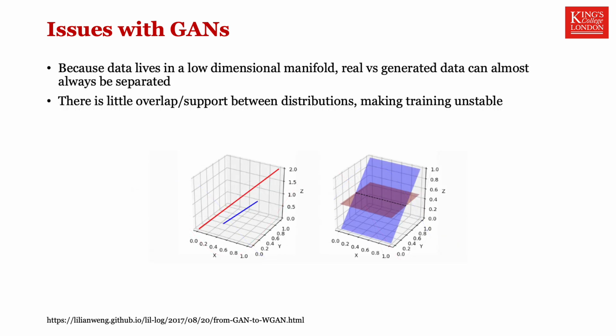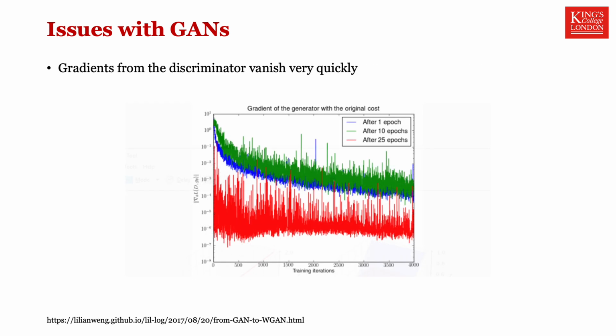GANs have several issues. The first is the fact that images are very high-dimensional objects. And when you are in a very high-dimensional space, it's very likely that there's going to be a separating hyperplane that will separate real and synthetic images. The other issue is that because this space is so high-dimensional, we need a lot of data to have overlap and support between the two distributions. If the two distributions do not have enough overlap and support, then the discriminator is going to be perfect all of the time and the network will never be able to train.